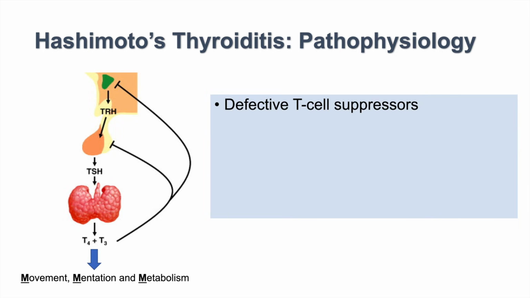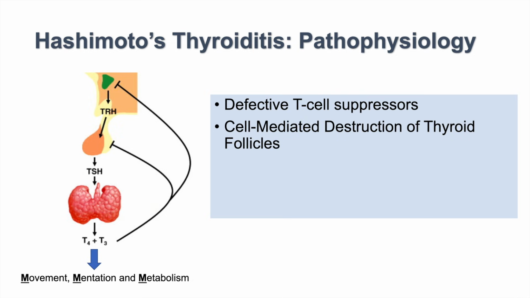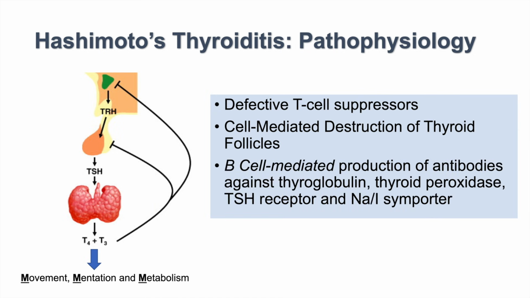Well, Hashimoto's is essentially due to a defective T cell suppressor. I'm not going to get into all the details here, but essentially you want your body to suppress T cells that can target its own cells, right? And what happens is there's a signaling cascade that leads to cell-mediated destruction of thyroid follicles, and T cells can lead to the activation of B cells, which can lead to the production of antibodies against a variety of components within the thyroid gland, like thyroglobulin, thyroid peroxidase, TSH receptor, and the sodium iodide symporter.